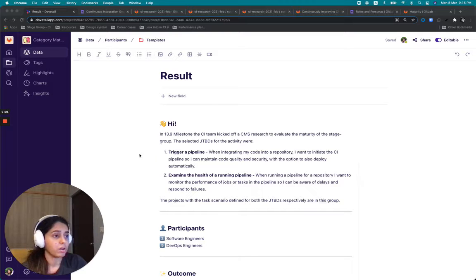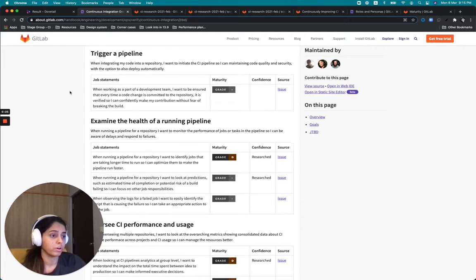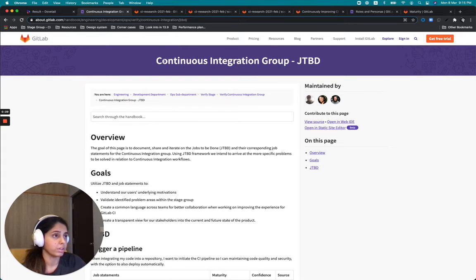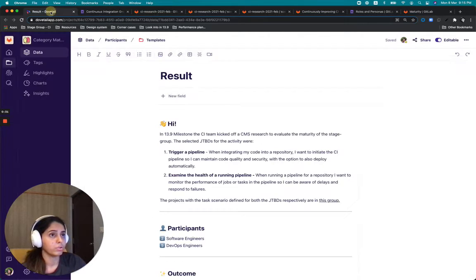So how we started off was we selected two of all the listed jobs to be done that we have in the handbook for the continuous integration group. Those two jobs to be done were, number one, trigger a pipeline, which the statement goes like: when integrating my code into a repository, I want to initiate the CI pipeline so I can maintain code quality and security with the option to also deploy automatically.